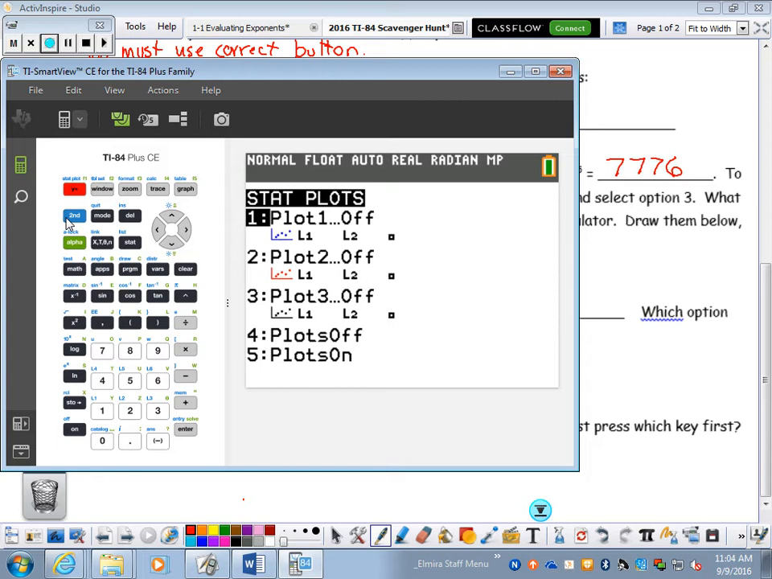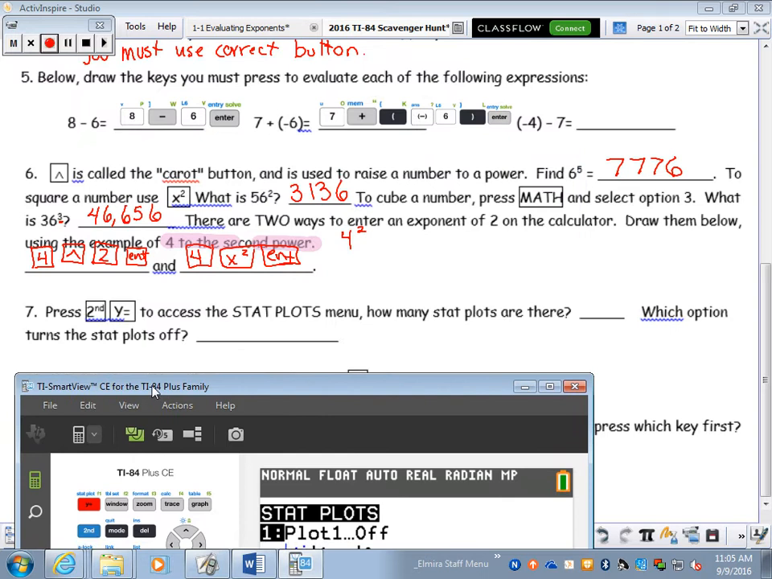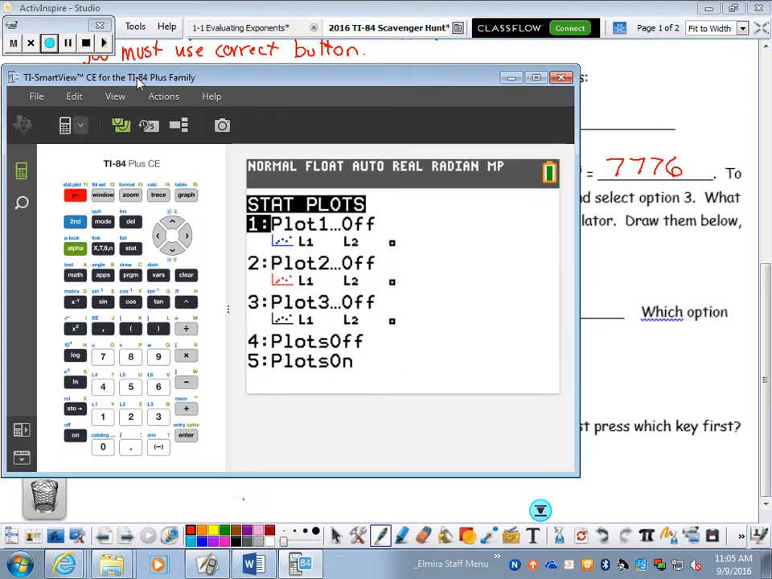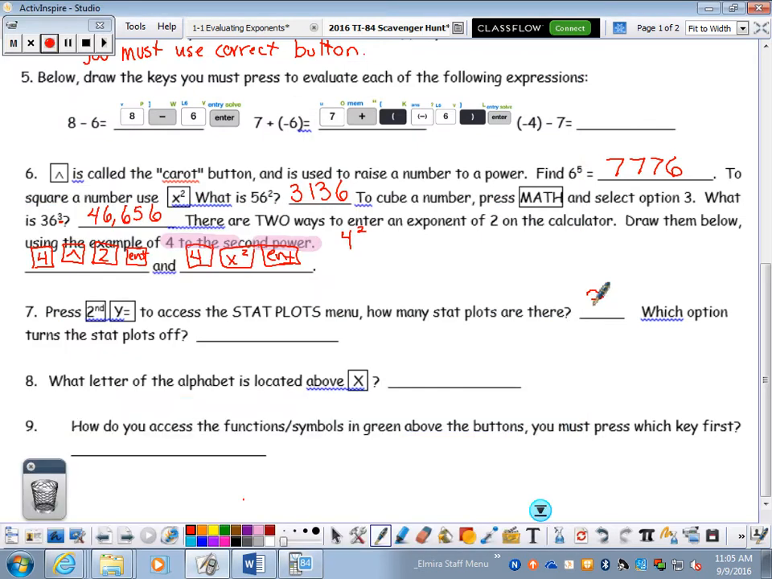Stat plots is what we're doing later in the year when we're making a scatter plot and we're plotting data. Your calculator can actually make you a scatter plot, make you a graph of your data. Okay? How many stat plots are there? Okay? There's 1, 2, 3 stat plots. So you can have 3 simultaneous sets of data and you could look at it all at the same time. Okay, so how many stat plots are there? 3.